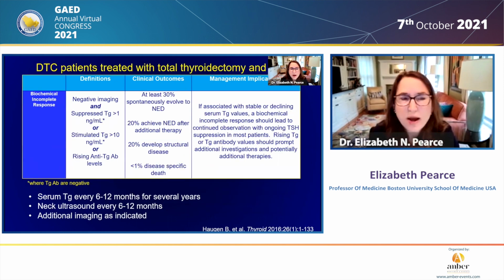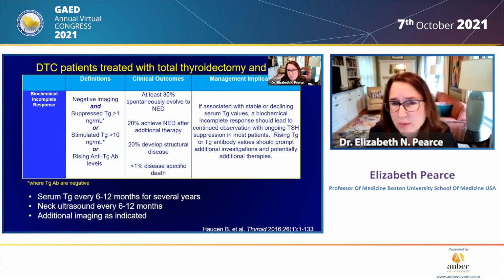Now, patients with a biochemical incomplete response are those where you still don't see anything on imaging, but the thyroglobulin is unequivocally elevated. So on TSH suppression, it's greater than 1. With stimulation, it rises to greater than 10. Or these are the patients who have the thyroglobulin antibodies, and those antibodies are rising. And outcomes in this group are going to be very mixed.